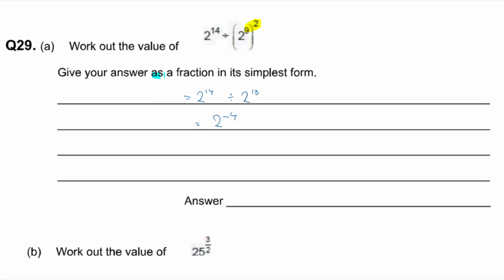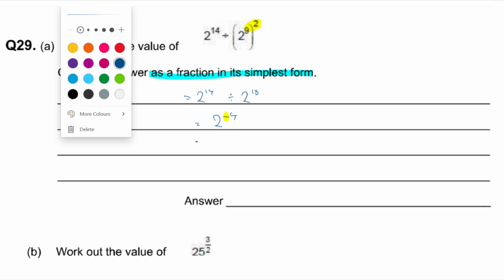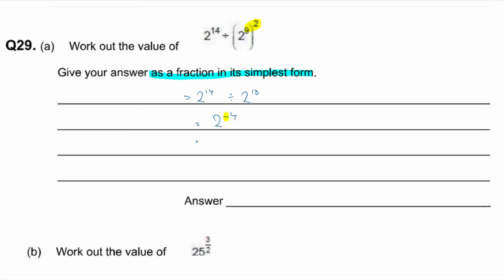Now we need to write this as a fraction in its simplest form. So something that's to the power of a negative number is going to be the reciprocal of that number with a positive power. So I'm going to get 1 over 2 to the power of 4. And 2 to the power of 4 is 2 times 2, which is 4, times 2, which is 8, times 2, which is 16. So as a fraction, it's going to be 1 over 16.